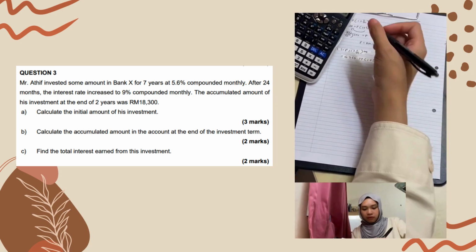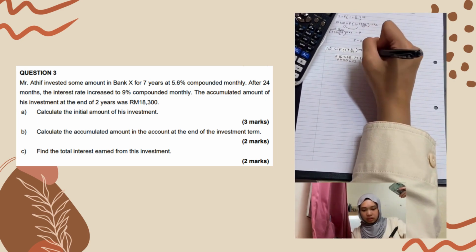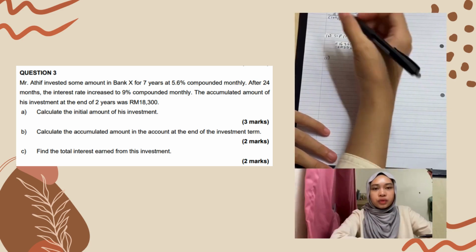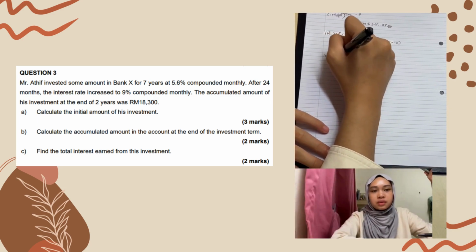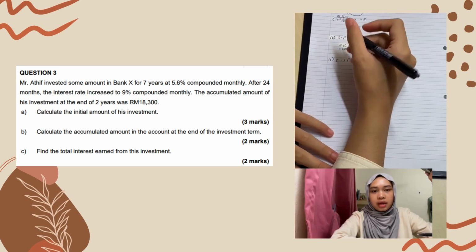The answer is 25,622 ringgit 79 cents. The last question is we need to find the total interest earned from this investment using formula I equal to S minus P.